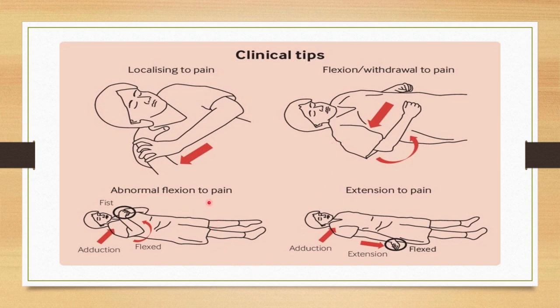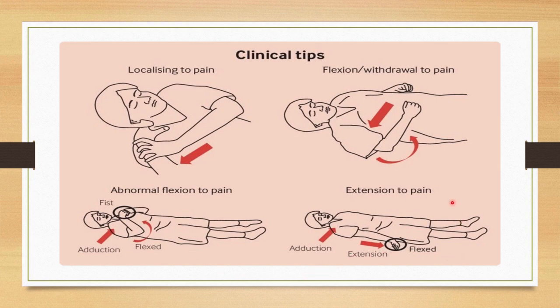Here, if the patient is showing some abnormal flexion towards a painful stimulus, you can give a score of 3. So here, in abnormal flexion, you can see the fists turn inwards, and also the legs are rigid and straight and the toes turn inwards. This posture is otherwise known as decorticate posture. Then you can give a score of 3.